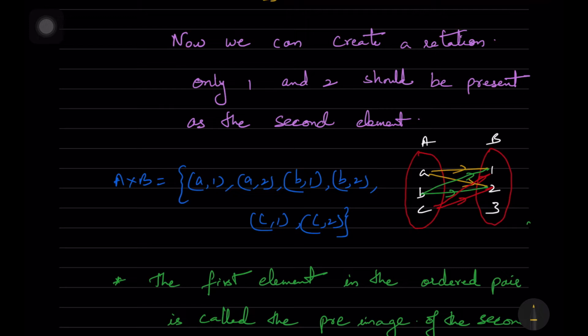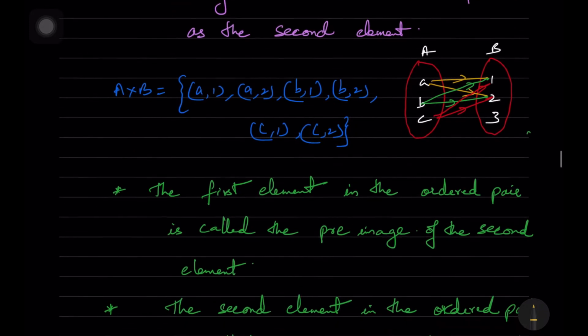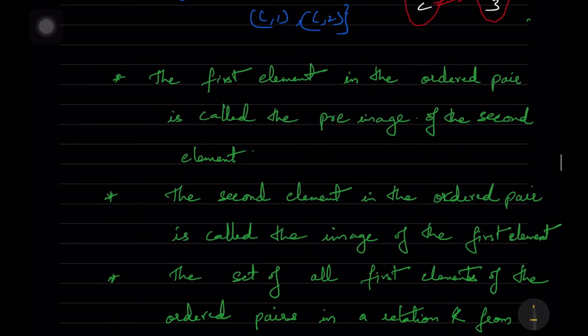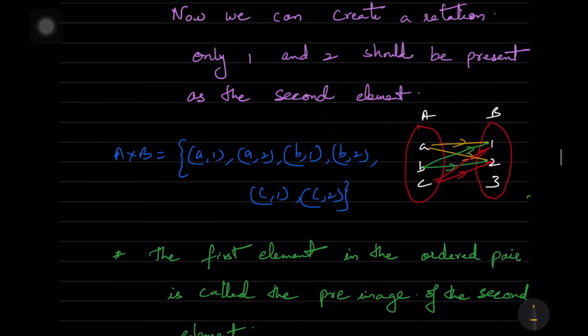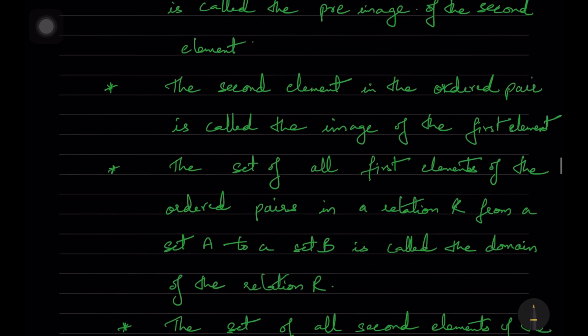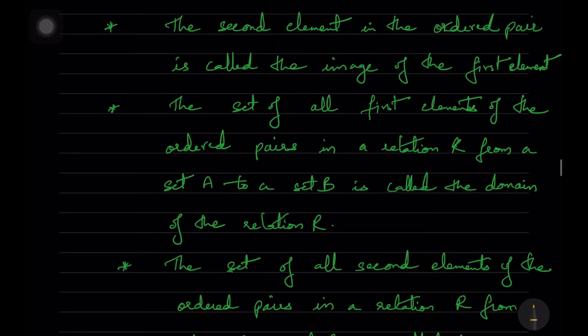So the first element in the ordered pair is called the pre-image of the second element, and the second element in the ordered pair is called the image of the first element. I'm sorry, the first element is called the pre-image, and the second element is called the image of the first element.